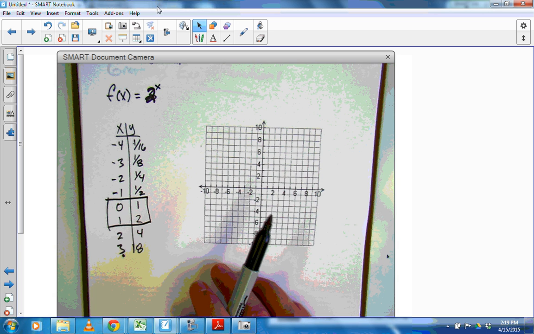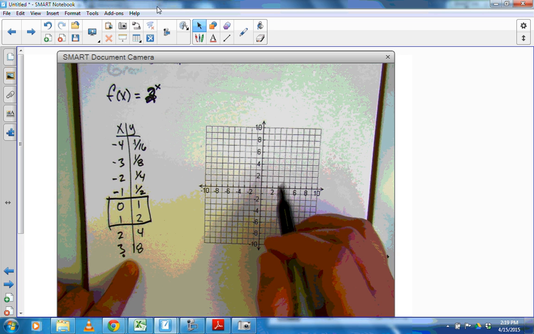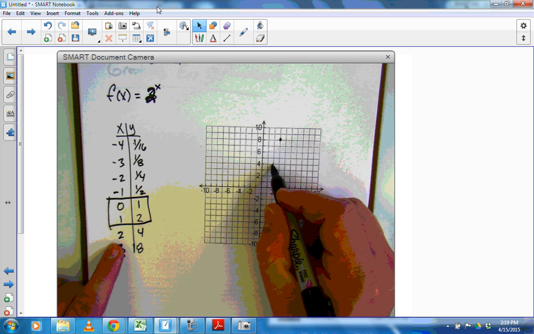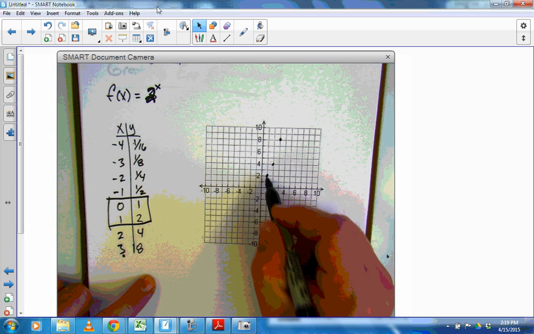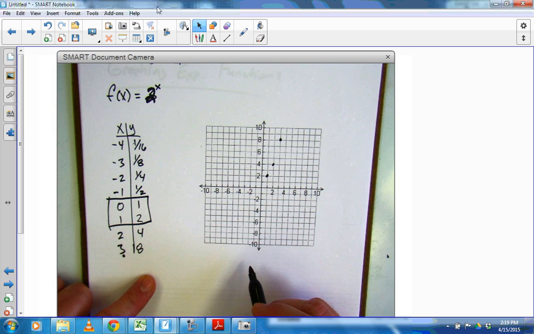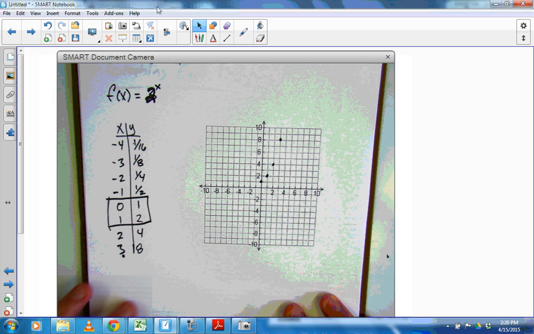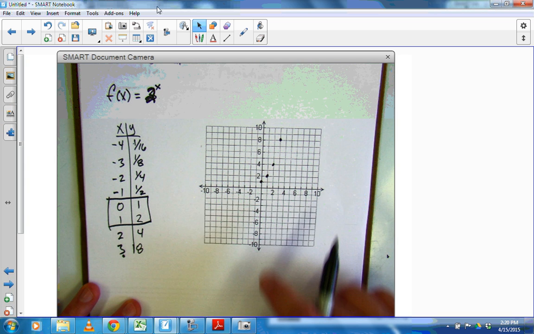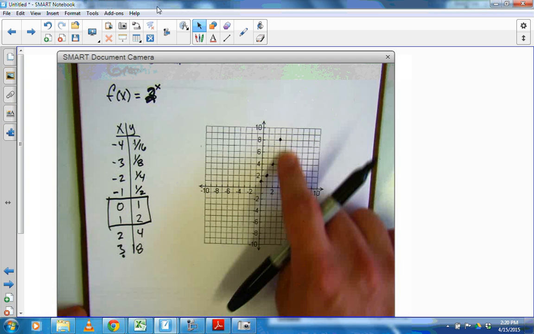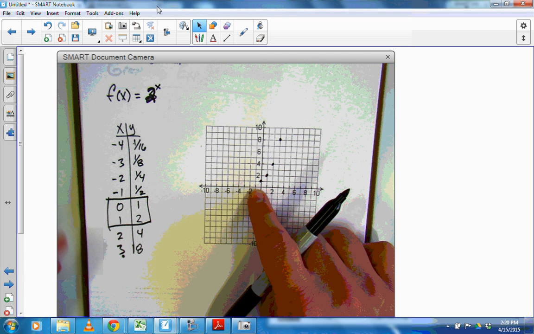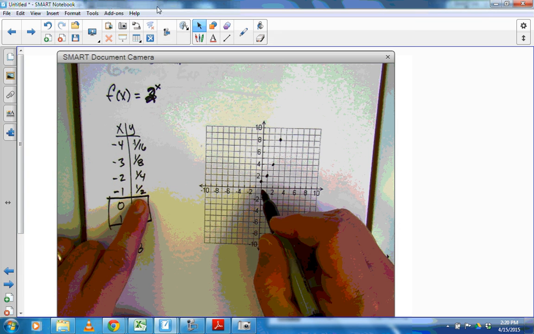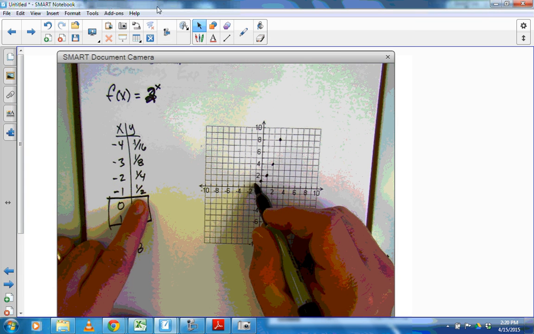Now, let's graph all these points. So we got 3, 8, 2, 4, 1, 2, 0, 1. Now, notice that it's a curve. It's not a line. So these are exponential. They're curves. Now, once we get over here to the negatives, notice what's happening to the values. We've got -1 and then 1/2. So that would be about right there.